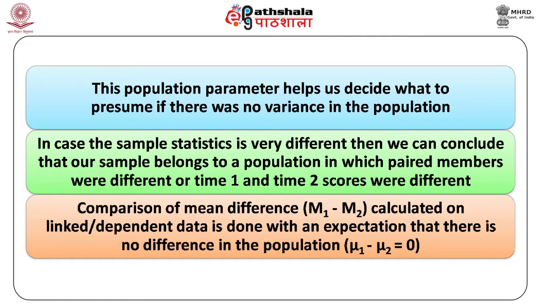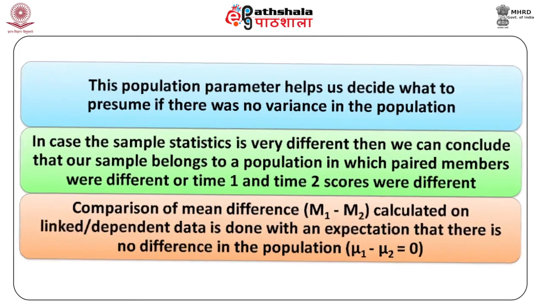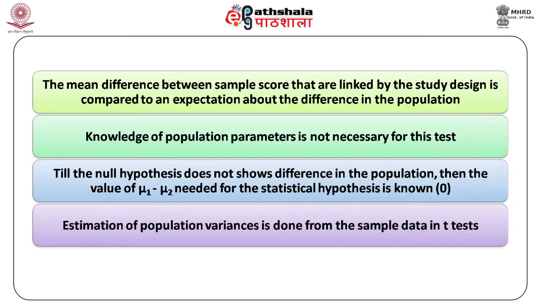Comparison of the mean difference M1 minus M2 calculated on linked or dependent data is done with an expectation that there is no difference in the population, that is, mu1 minus mu2 equals 0. The mean difference between sample scores that are linked by the study design is compared to an expectation about the difference in the population. Knowledge of population parameters is not necessary for this test.